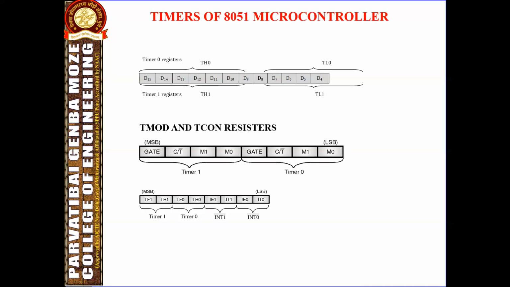Next, the Timer 0 and Timer 1 registers. We can see how the registers of these two timers are organized and what the size of these registers is. Let's see one by one. This figure shows the Timer 0 and Timer 1 registers. The counter or timer registers are divided into two 8-bit registers.